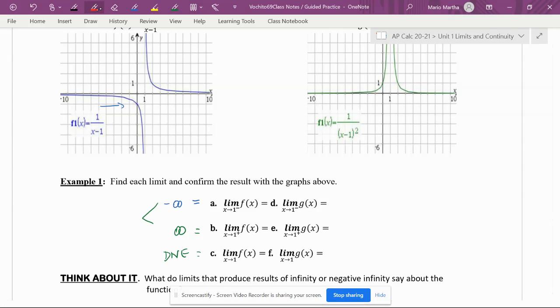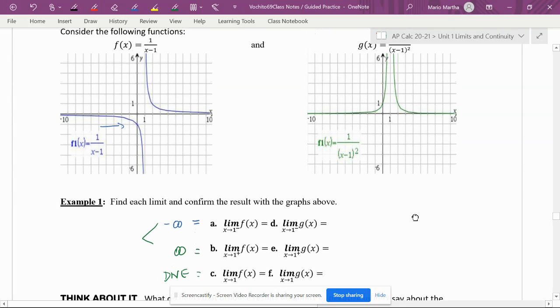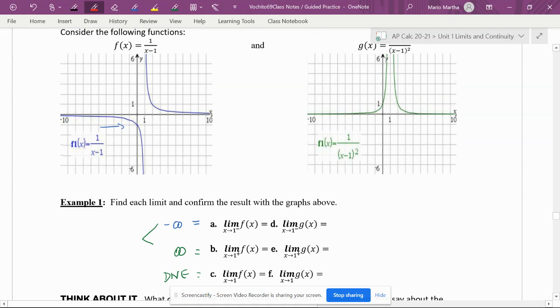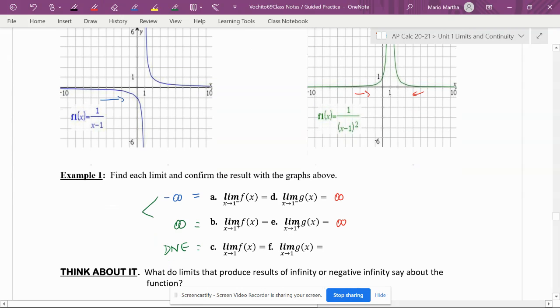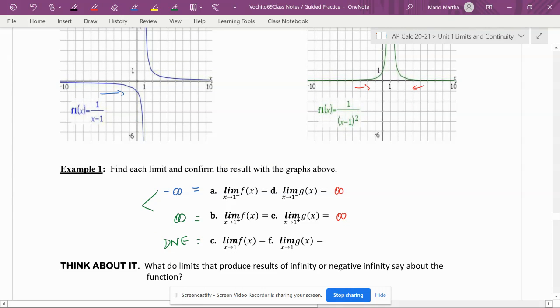Okay, and then let's look at the other one, g of x. So the limit as x approaches 1 from the left side takes us to positive infinity. And then coming in from the right side is also equal to positive infinity. Now, since both are still going in the same direction, both of them are still going towards infinity. Just remember, even though it's going towards the same direction, the limit still doesn't exist, right? So therefore, does not exist.